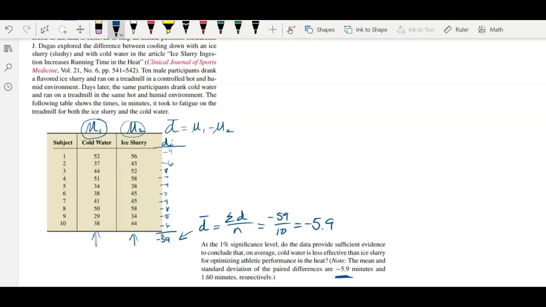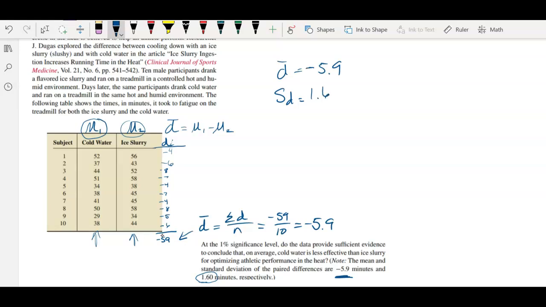So you would just use your standard. But again, I will give that to you. Okay, so what we know so far is that our D bar is negative 5.9 and S sub D is given to us as 1.6.